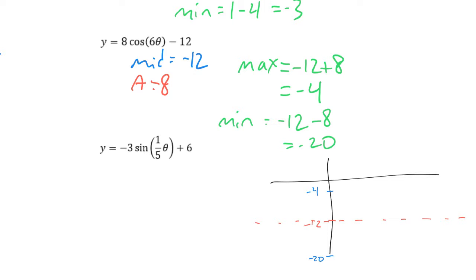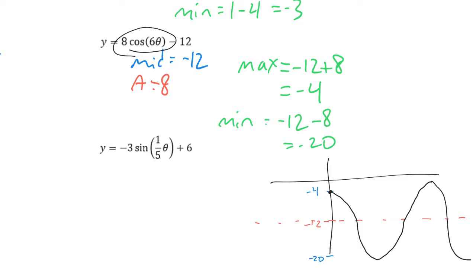And from there, it becomes pretty simple because this is a cosine graph, which means we start at the maximum height. So I would start with my curve having a point here. And now I know I'm going to go down to -12, down to -20, back to -12, and up to -4. And then it will repeat. Okay, so that's kind of how we can go about that.